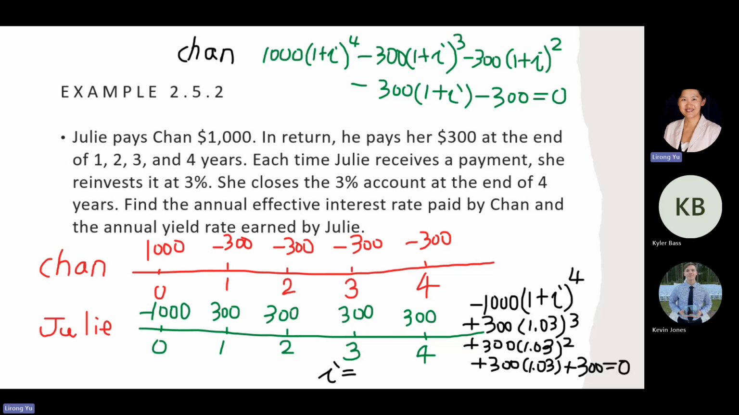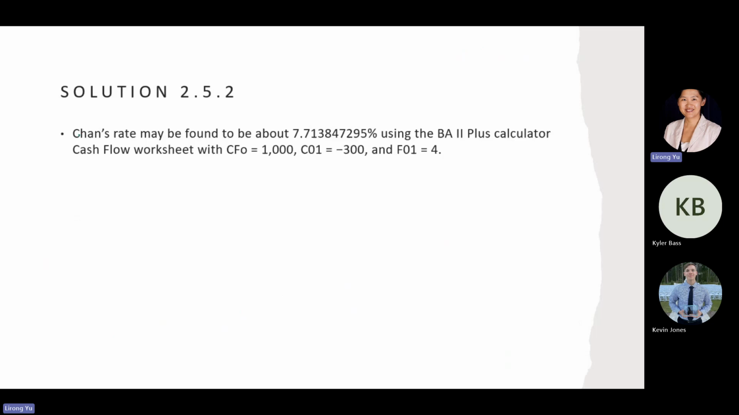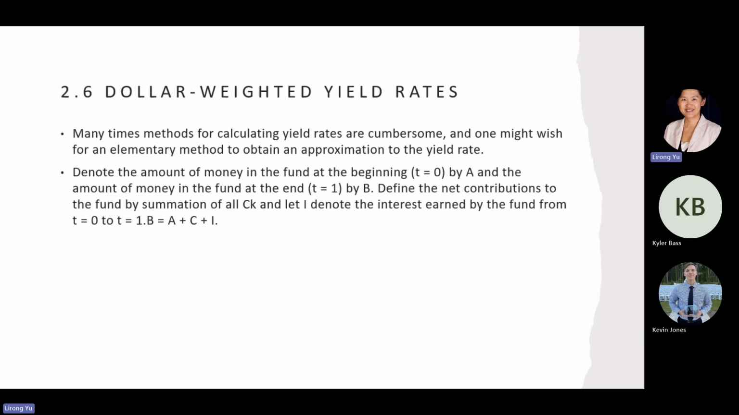So Julie, we can do a little bit of algebra solving that single variable. But for Chan, we would definitely prefer to use the calculator to solve it. So Chan's rate of return can be found using the VA2 Plus calculator.